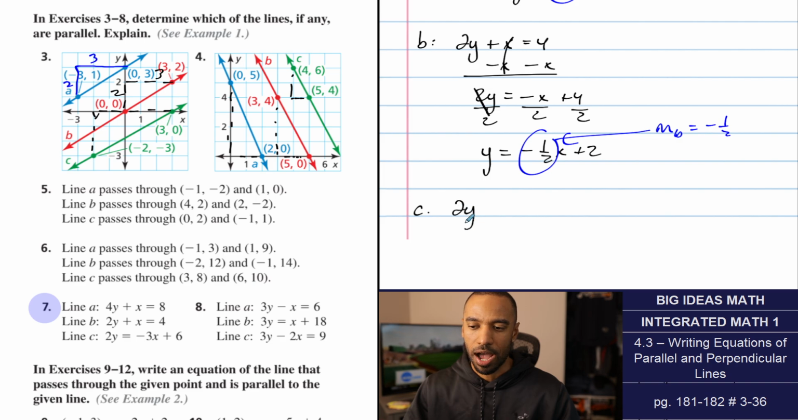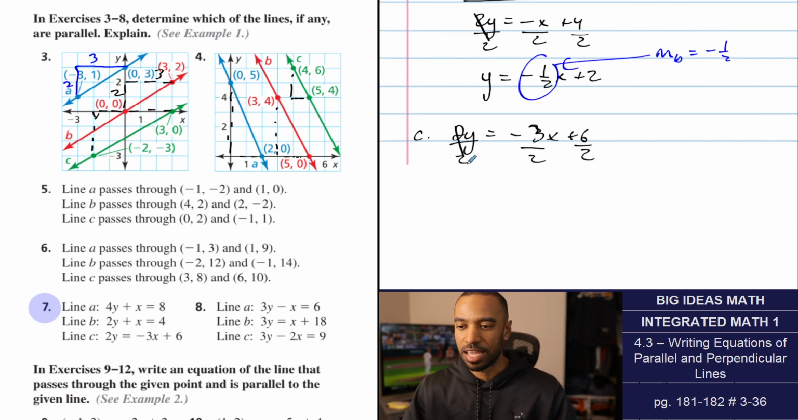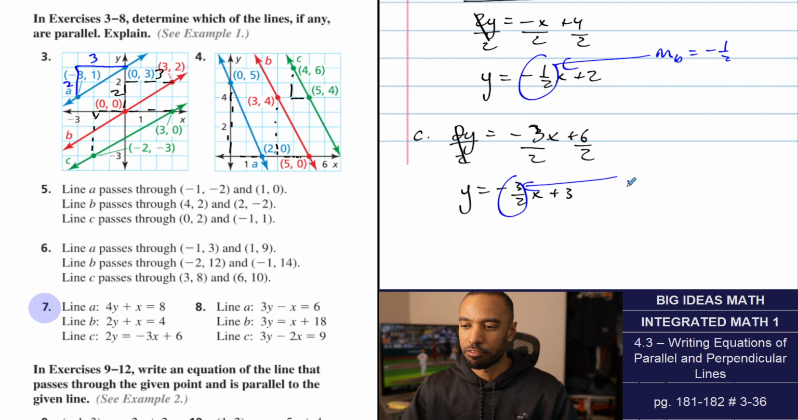Line C is 2y equals -3x plus 6. All I have to do here is divide by 2 to get to that last part. And this is a -3/2 slope plus 3. And so line C has a different slope as well.